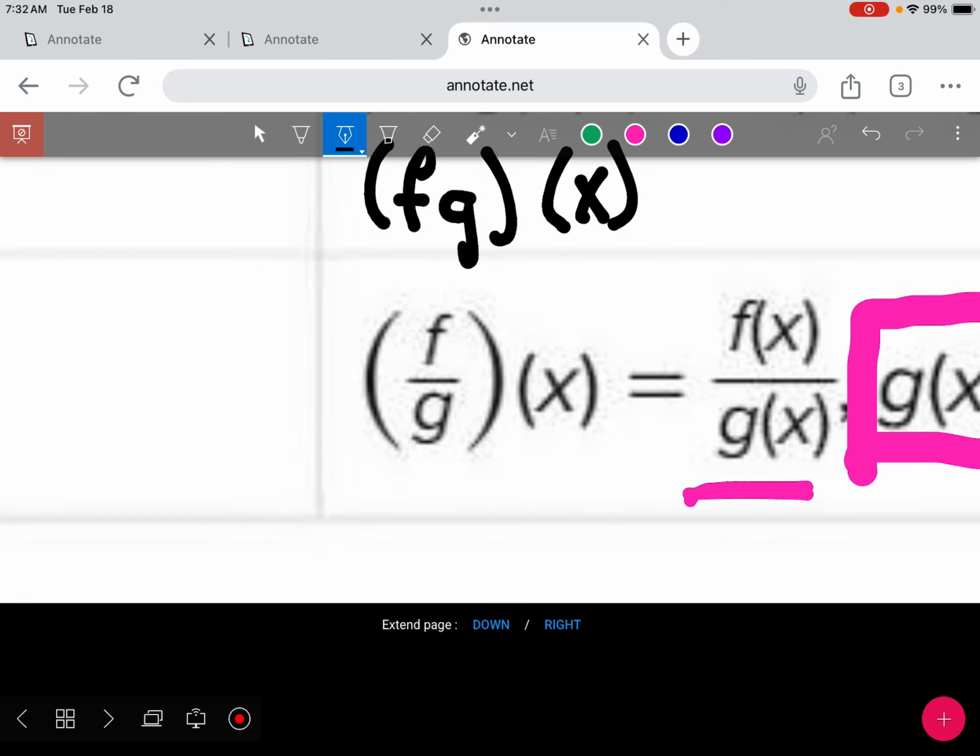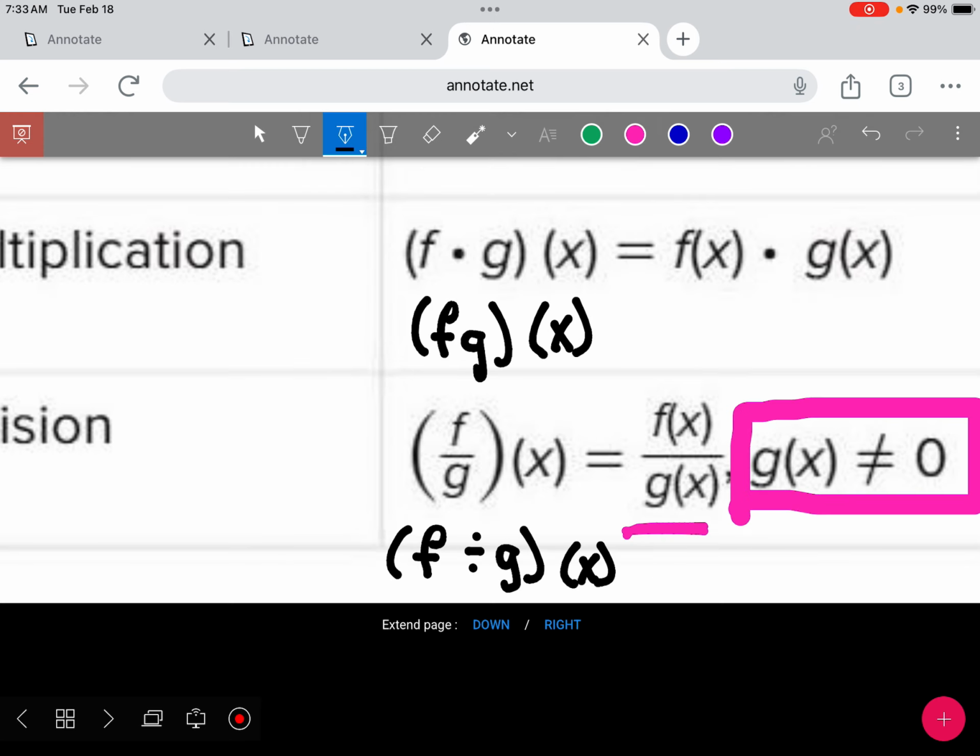And we could have f over g of x like it has on this bottom one. Or sometimes we're going to see f, and then we'll see our division symbol, f divided by g of x. And it means the same thing. We're going to put f of x in our numerator, g of x in our denominator, and our denominator is not allowed to equal 0.